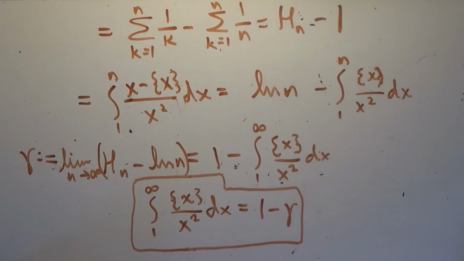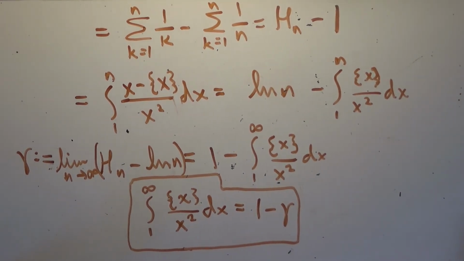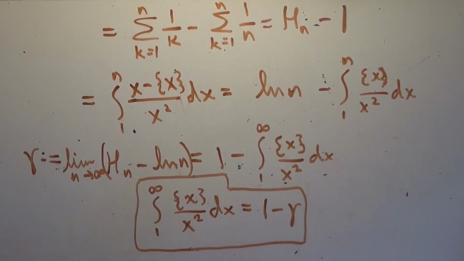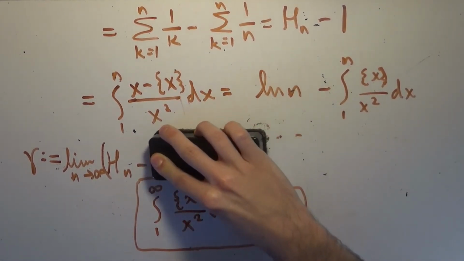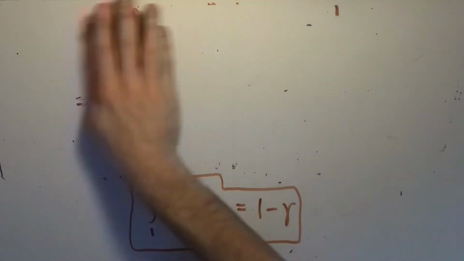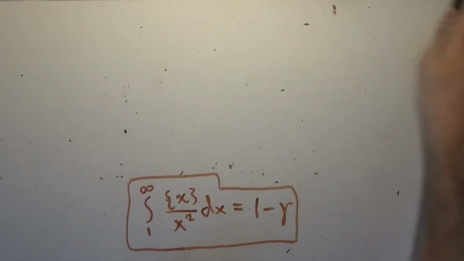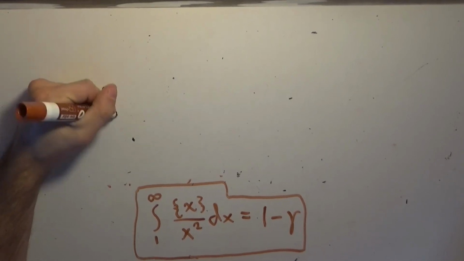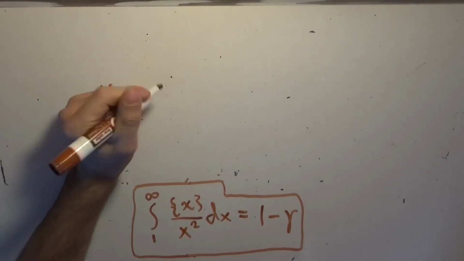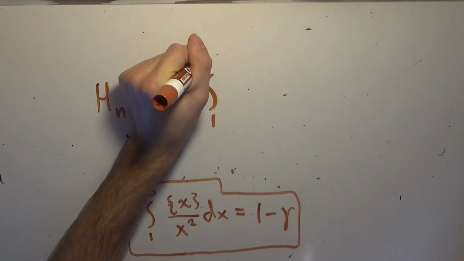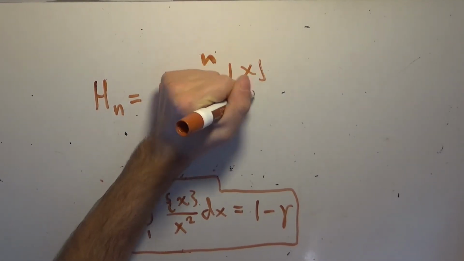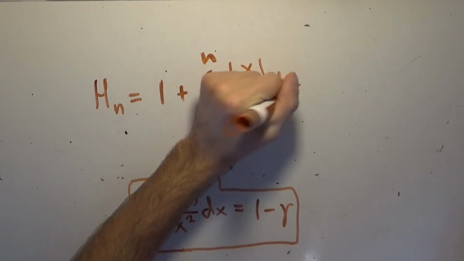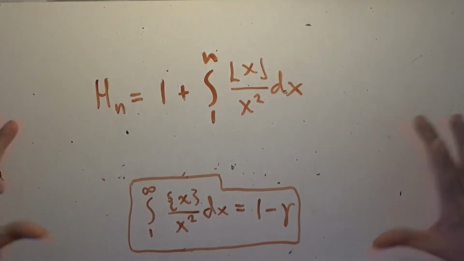And we actually got another representation for the harmonic numbers out of it, right? We discovered that the harmonic numbers are equal to 1 plus the integral from 1 to n of the floor of x divided by x squared dx. So we didn't just get this result out of it. We can erase the other stuff, but we actually managed to walk away with another representation for the harmonic numbers. The nth harmonic number is equal to 1 plus the integral from 1 to n of the floor of x over x squared dx. Beautiful result. So we have two amazing things from this video.